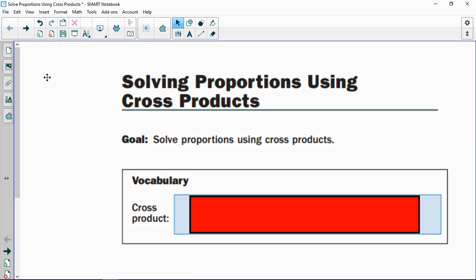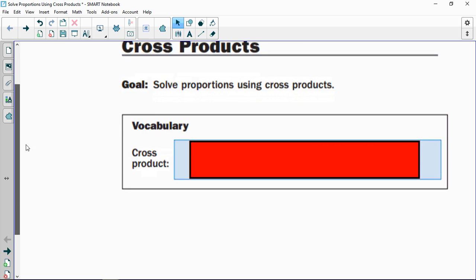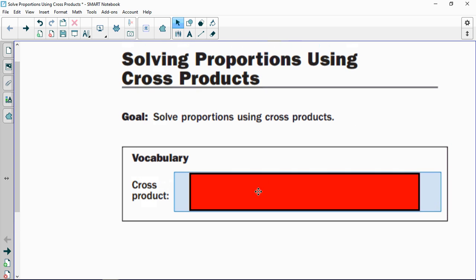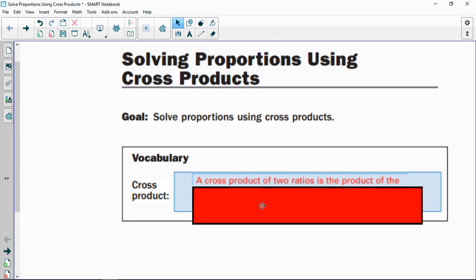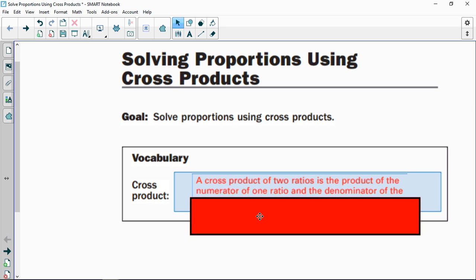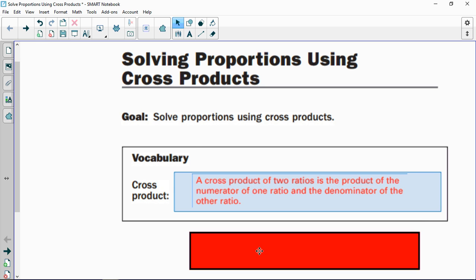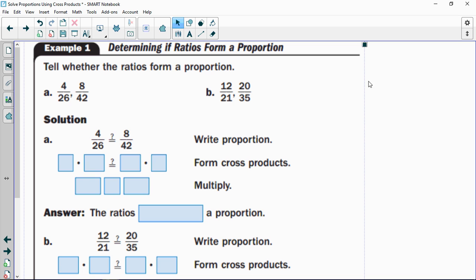So in the last video, we looked at solving proportions a couple different ways. Here's a method that works every time, no matter what situation you're in. It's called cross products. The cross product of two ratios is the product of the numerator of one ratio and the denominator of the other. So multiplying across. If two fractions are equal, if they form a proportion, their cross products will be equal.